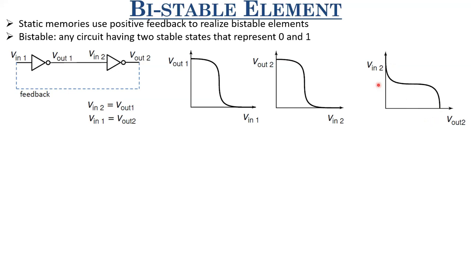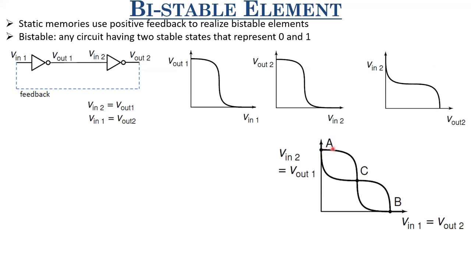Why have we done that? Because V in 2 is V out 1, and V out 2 is V in 1, and we want to make the axes the same so as to do the load line analysis and find out the possible operating points of this circuit, right? Once we have done that, we just superimpose them. Once we superimpose them, this is the characteristics of inverter 1, and this is the characteristics of inverter 2. So we look for the intersection points, and we find that there are these 3 intersection points, A, B, and C.